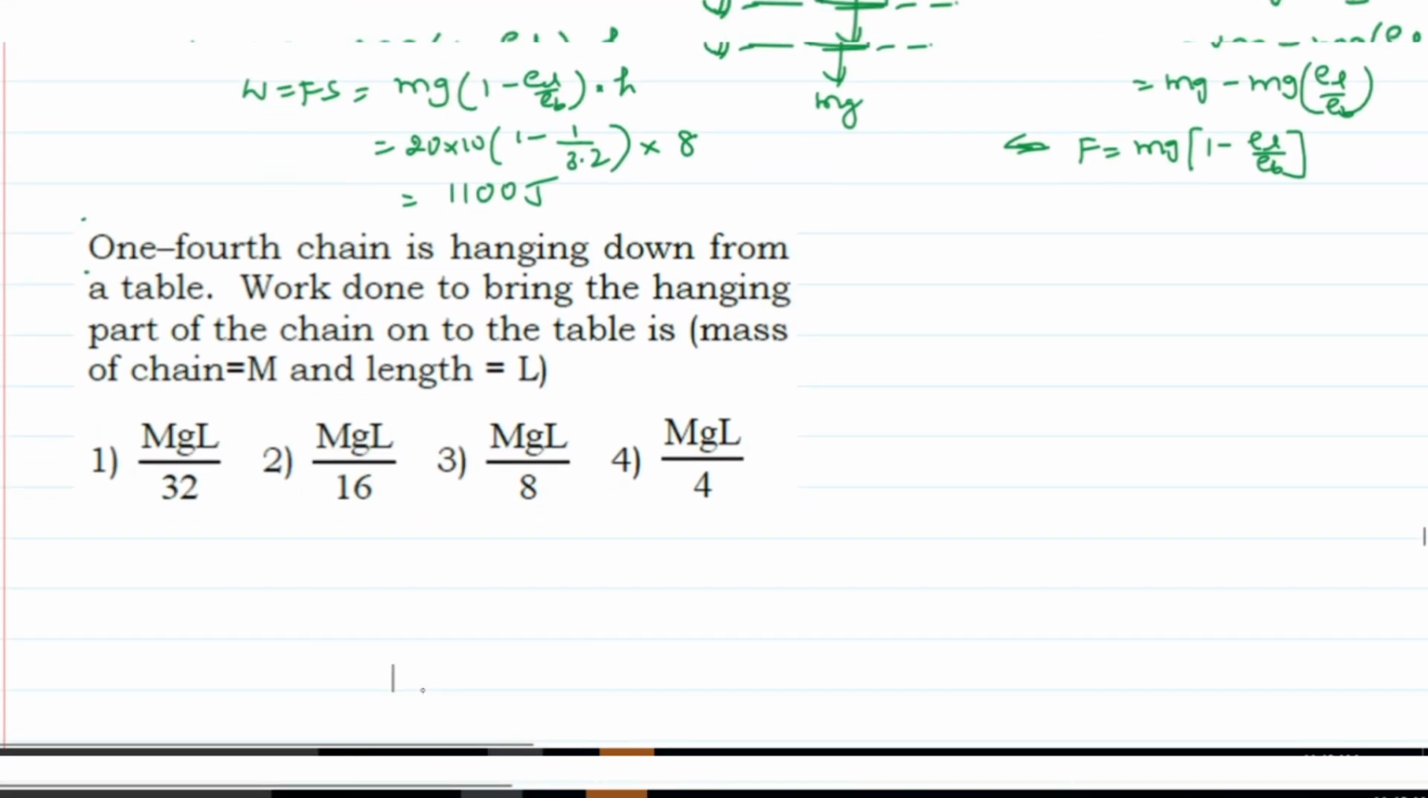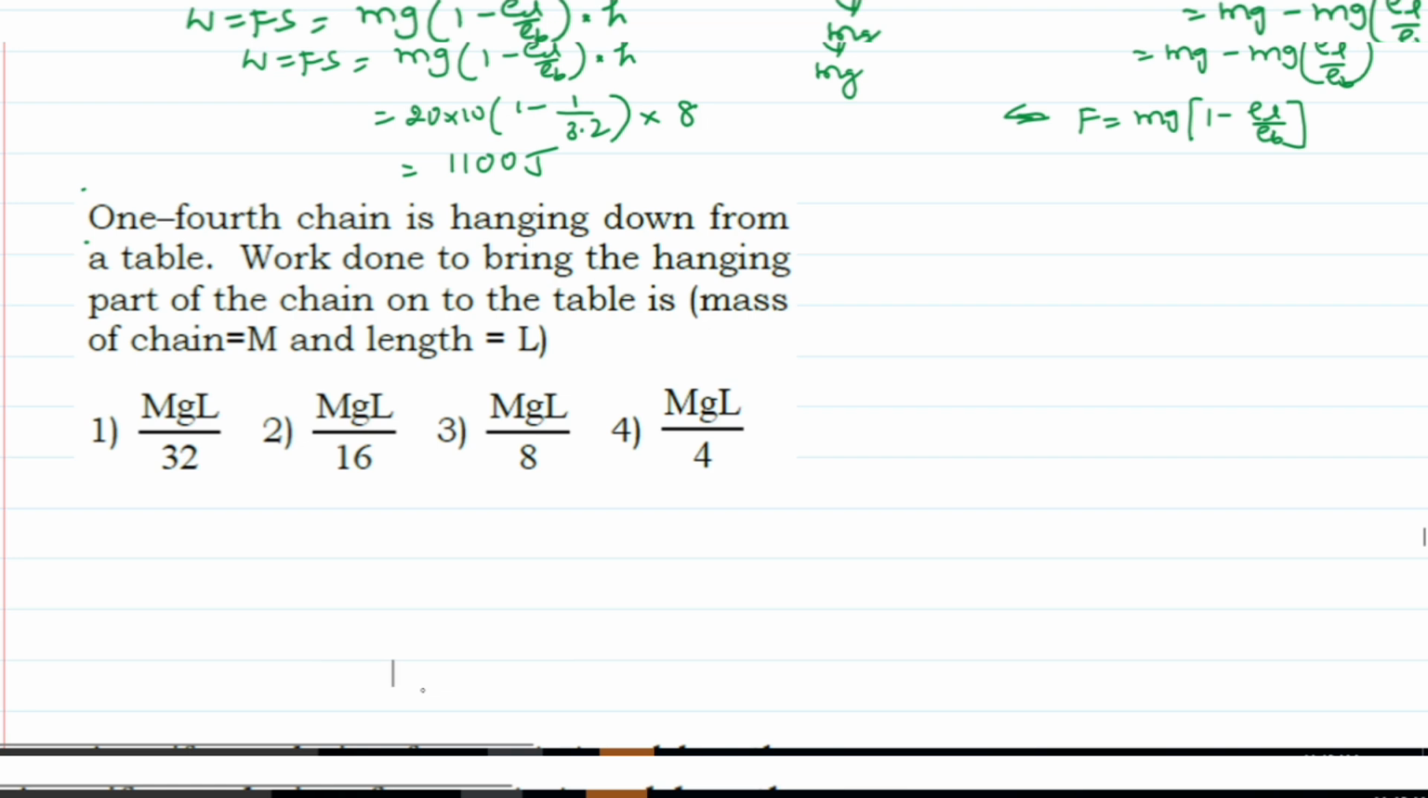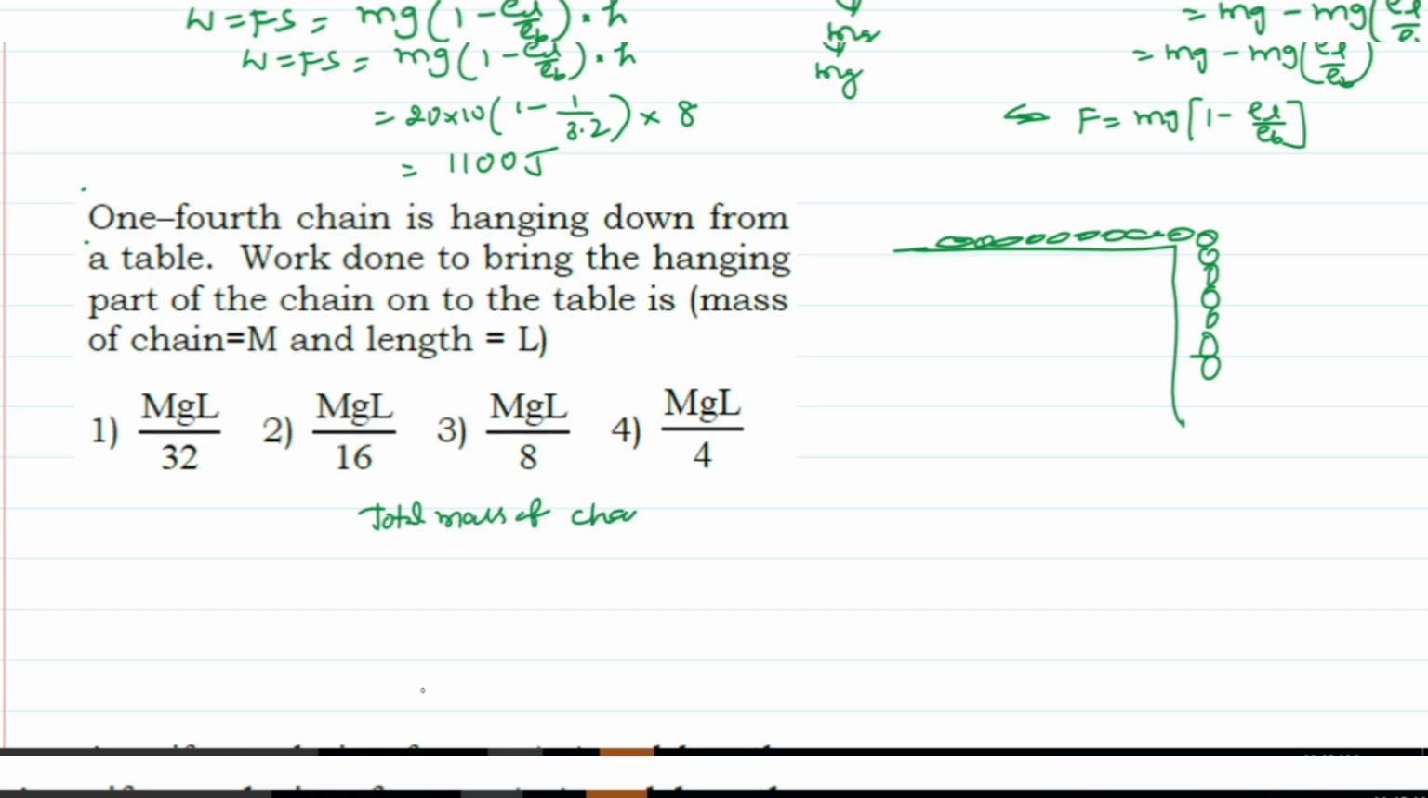Let us see the next question. 1/4 of the chain is hanging down from the table. Now here you are taking a table, and here you are going to have a chain hanging. Let us say the total mass of the chain, let us take capital M. In that, the hanging part of the chain.